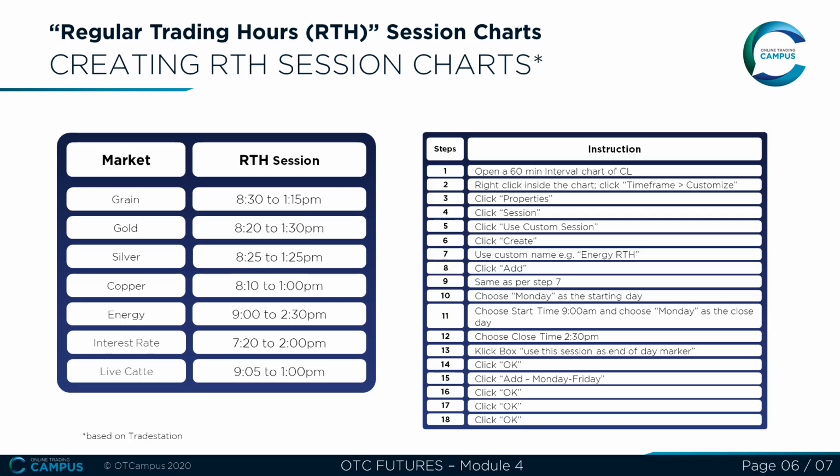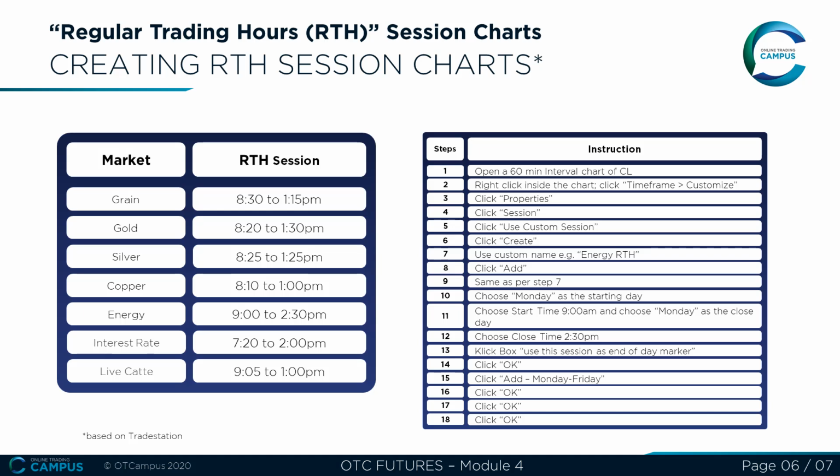to 2:30 p.m. For all interest rates, use 7:20 a.m. to 2 p.m. And for livestock, use 9:05 a.m. to 1 p.m. So you must follow each of these instructions perfectly, or else you will get an inaccurate session time.